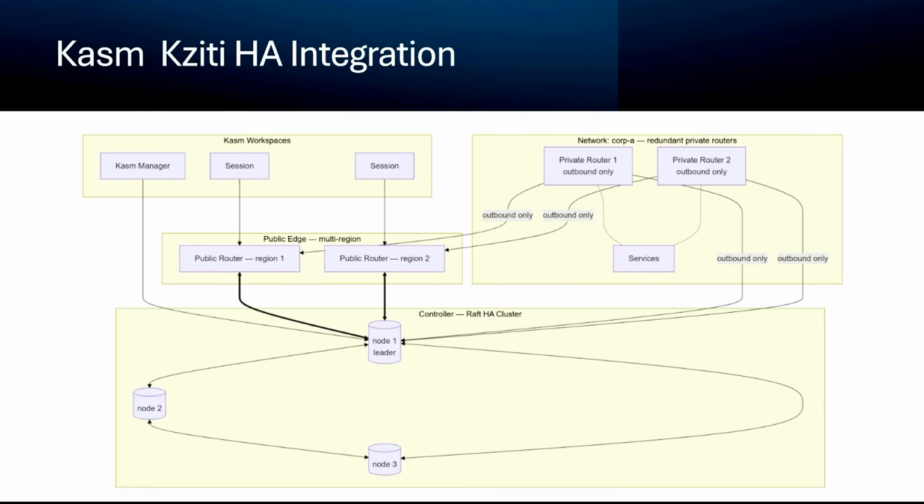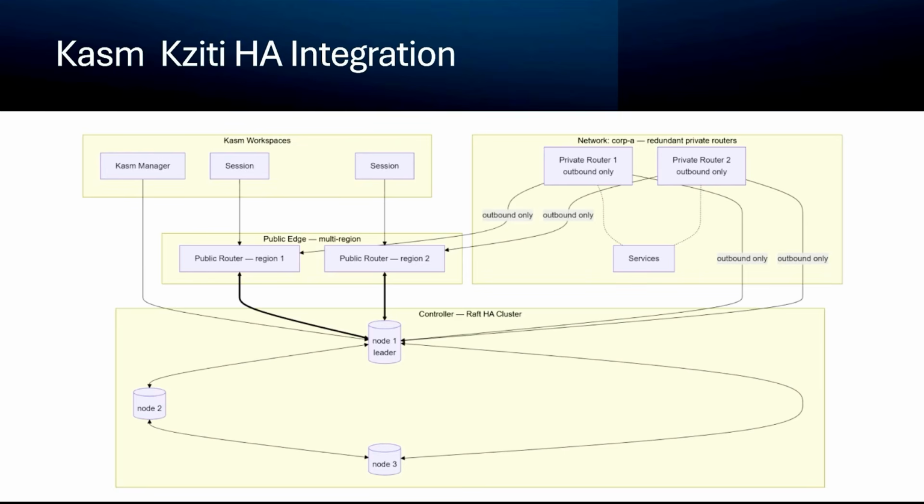For deployments where uptime is non-negotiable, and in environments like industrial operations or critical infrastructure, understanding the high availability story matters. The OpenZiti controller supports a Raft consensus cluster. You run multiple controller nodes, they elect a leader and replicate state. If a leader goes down, the cluster elects a new one. Live sessions aren't disrupted because the data plane runs through the routers, not through the controllers.